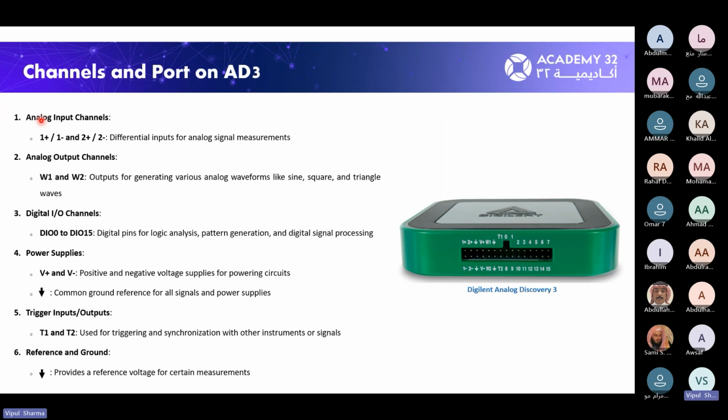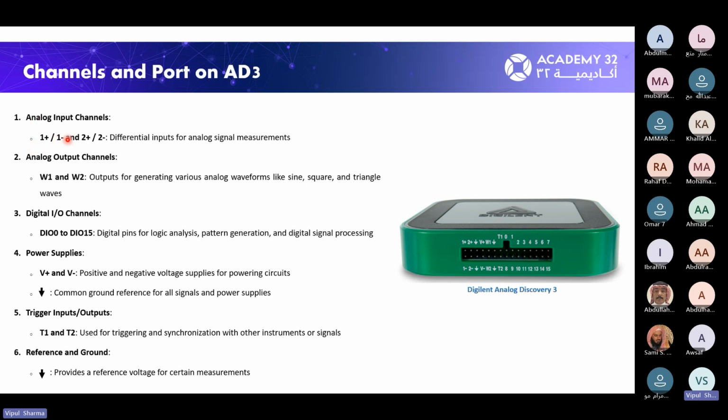So, okay, these are the channels and ports which are available. W1 and W2 are the analog signal generators of this device. And these are the input channels of this device. By input, I mean these are inputs to this device, so basically this is where you connect the output of your DUT or circuit which you are measuring.